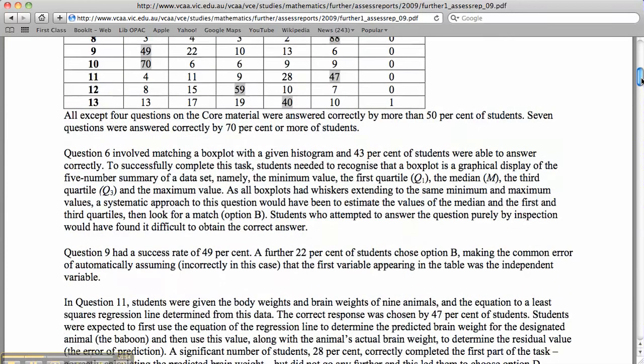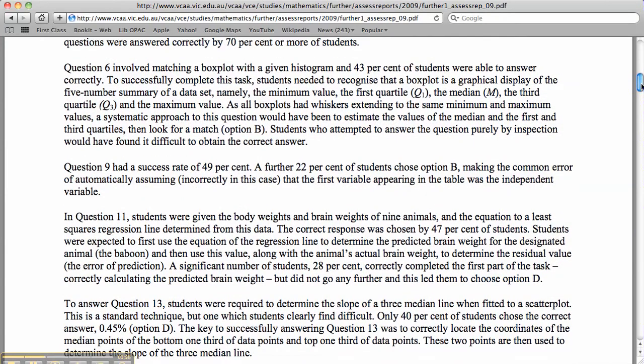And then if you have a look here, all this information here, it just explains the question and the main problems that students made. So it's a good idea to be familiar with that.